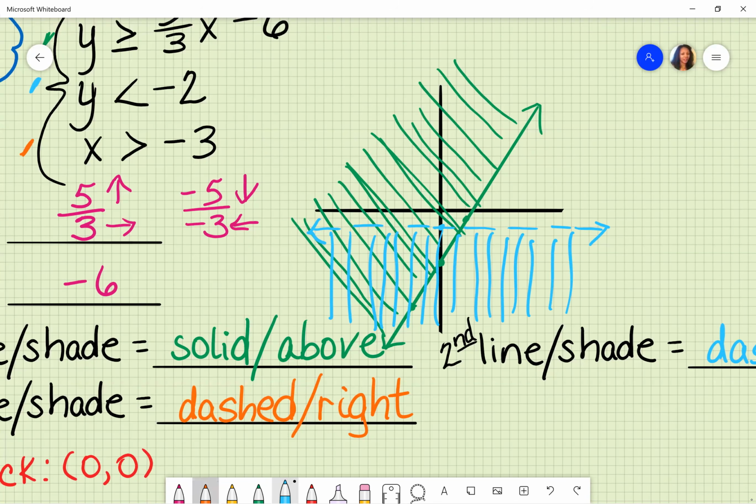And then finally, we're going to go to our third one, which is where X is bigger than everything that's negative. Okay, X is greater than -3. So I go to -3, which is 1, 2, 3 right here. This time it's a vertical line, but it's still dashed. And X is everything bigger than that, which means it's going to the right.